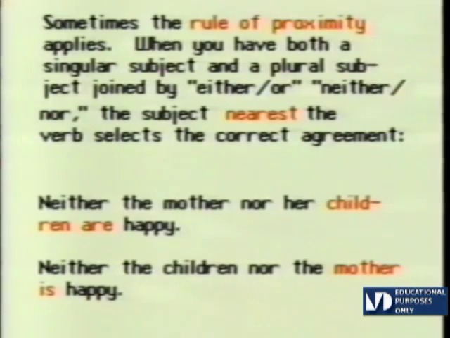Sometimes the rule of proximity applies. When you have both a singular subject and a plural subject joined by either/or or neither/nor, the subject nearest the verb determines the correct agreement. Neither the mother nor her children are happy. Neither the children nor the mother is happy.